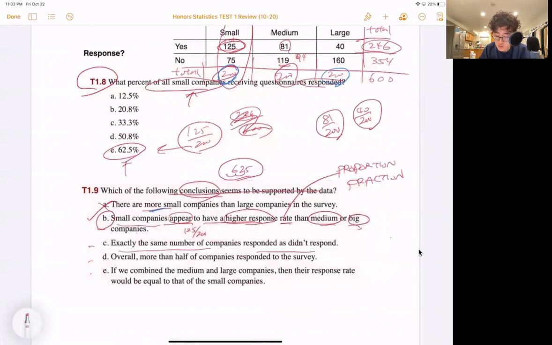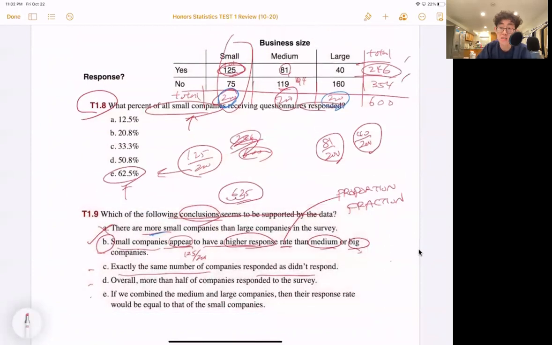Exactly the same number of companies responded as didn't respond. You can see for yourself why that's not true: 246 versus 354. Overall, more than half of the companies responded in the survey. No, that's 246, not 300 out of the 600. If it was about half, it should be around 300 who responded, but I only have 246.